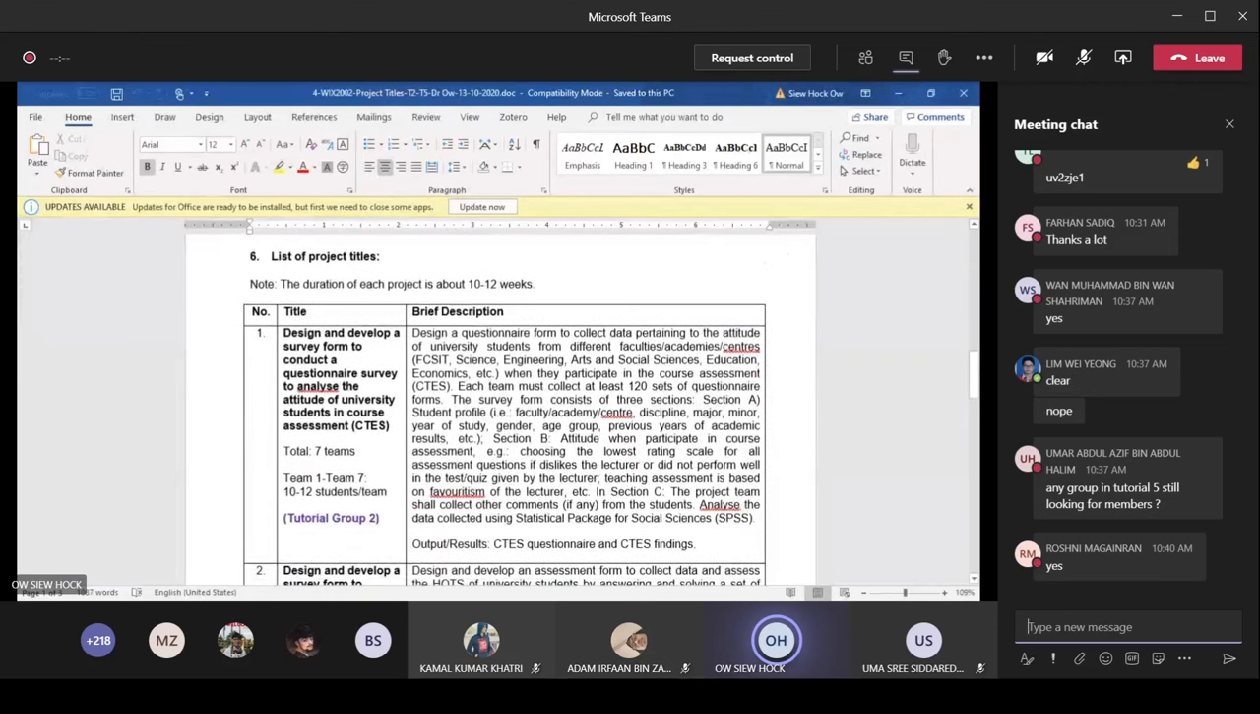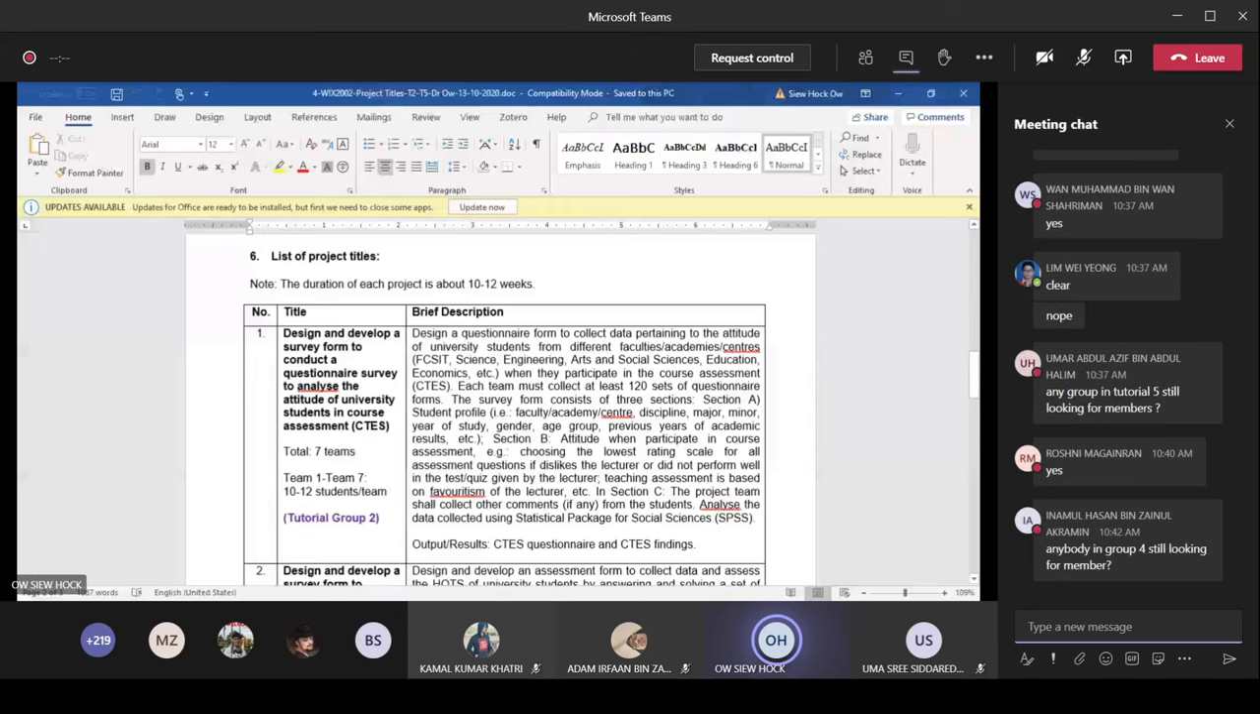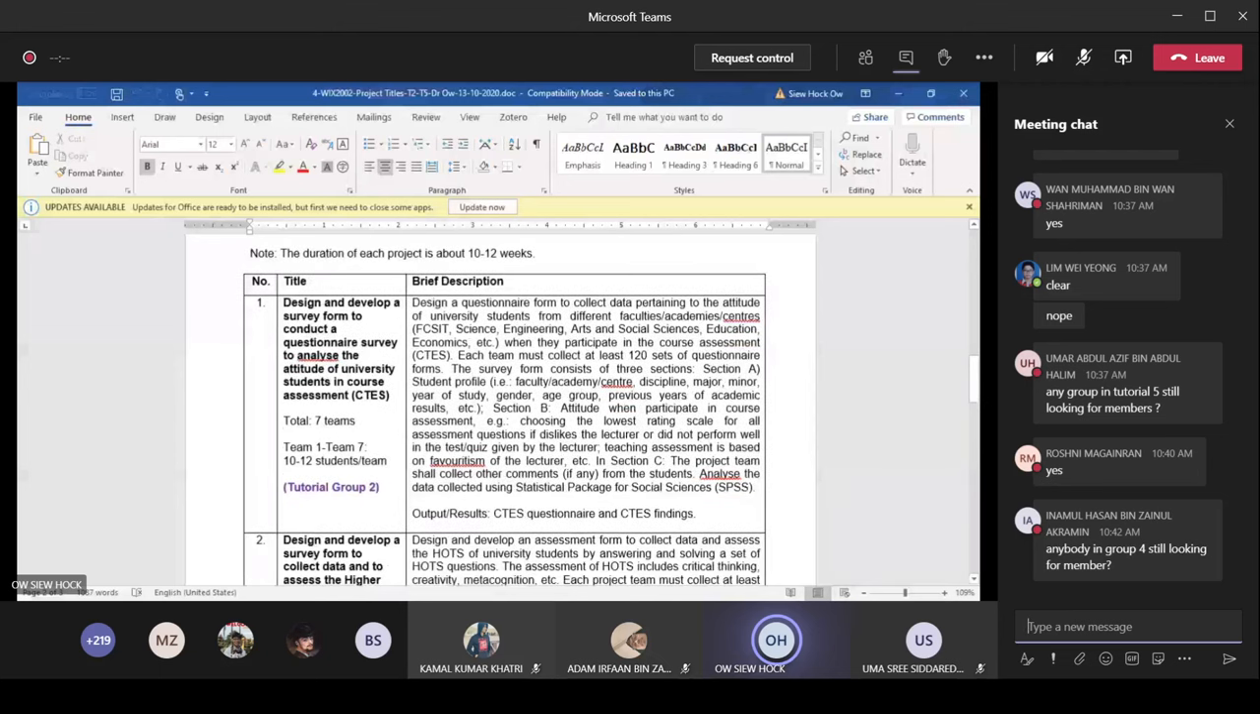Now, let's come to the important one. These are the project titles that are already decided and assigned to each group. All teams from the same group do the same project title. Understand? Okay. Each of these projects usually takes about 10 to 12 weeks, not more than that.